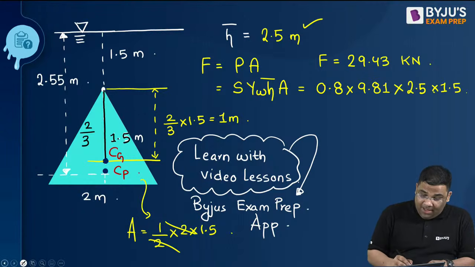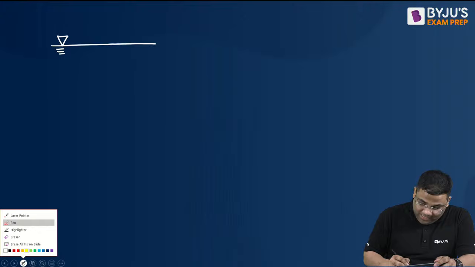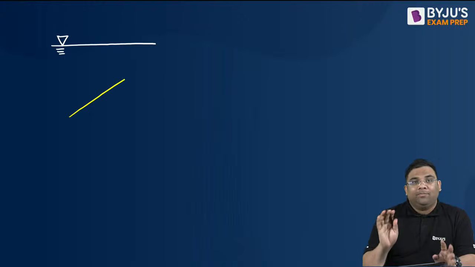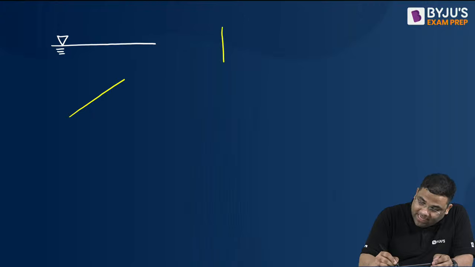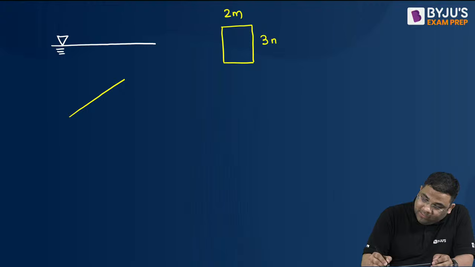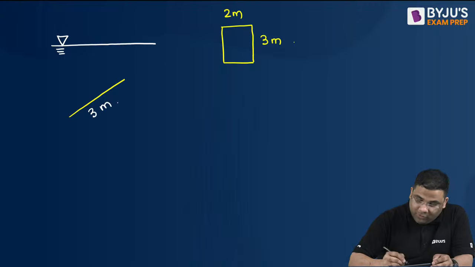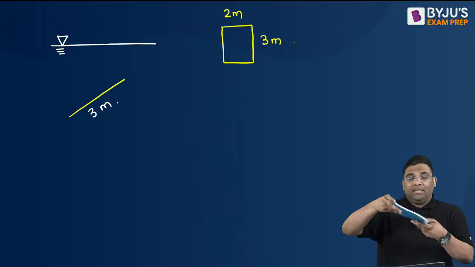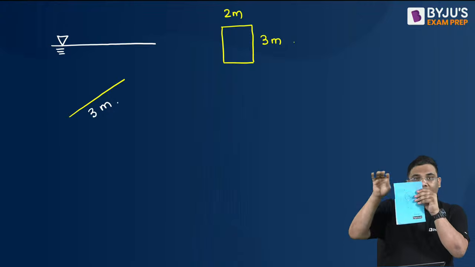Now, if you have an inclined plane, here we didn't discuss the inclined case, right? Suppose we have a fluid surface like this, and suppose we have an inclined plane, and suppose it is a rectangle with area 2 meter into 3 meter. So tell me, this dimension will be how much? This will be 3 meter. You're able to imagine this. If you see this, this is 2 meter, this is 3 meter.